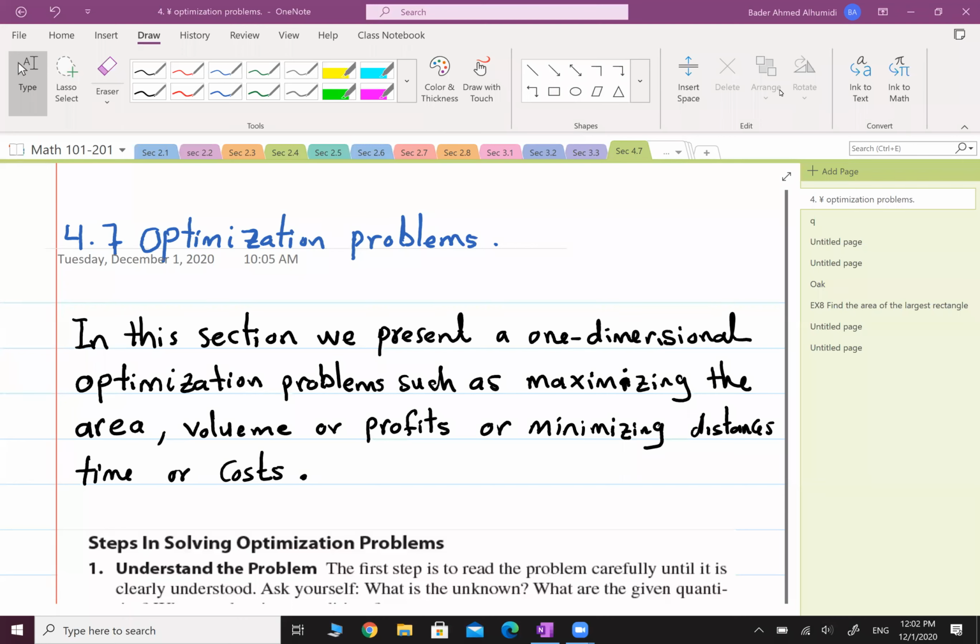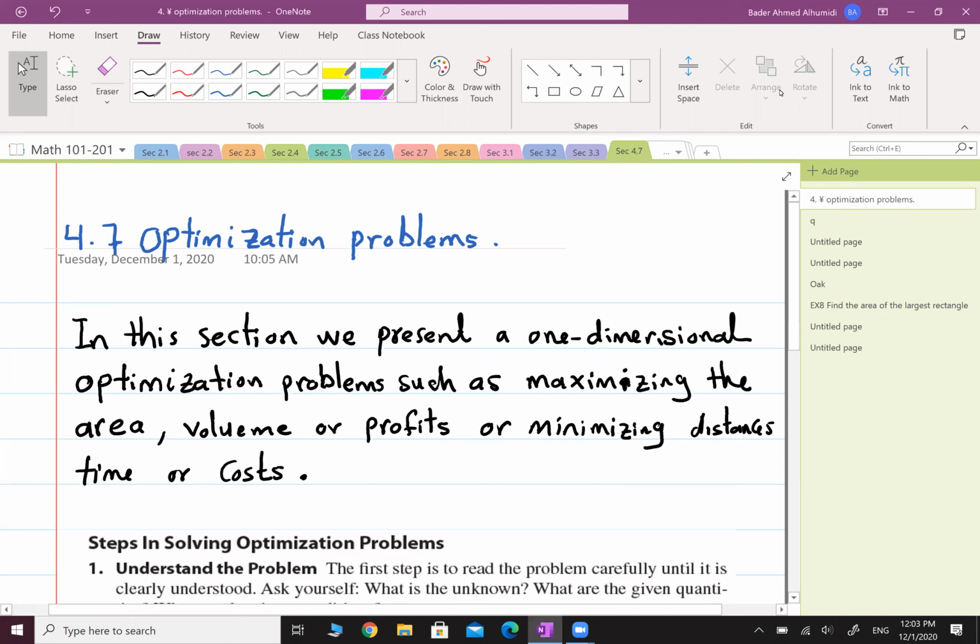Anyhow, today we'll treat such type of problems called optimization problems. In this section, we are discussing only one-dimensional optimization problems. That is a problem depending on one variable only. Otherwise, we may have several variables optimization problems. Inshallah, that will be discussed in Math 201.